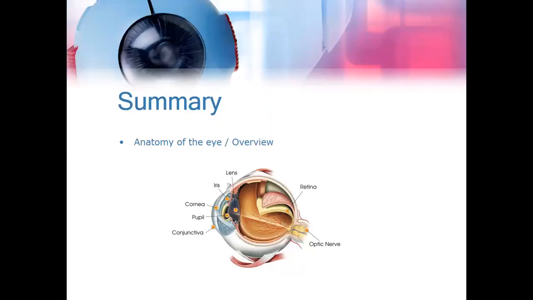Well, this is just an overview of the anatomy of the eye. So here we have, notice the pronunciation, cornea, right? Pupil, iris, lens, conjunctiva, okay, retina, and the optic nerve. This is just an overview. We're going to take a closer look at each one of these structures. Actually, we're going to talk about some structures and how these specific structures are related to some diseases, okay?